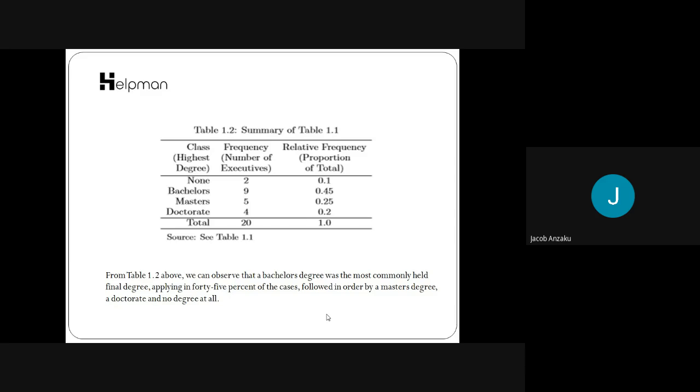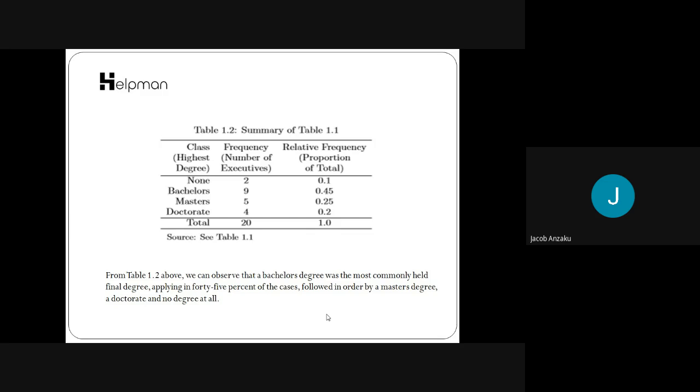Now if you look at the proportion here, the total proportion is supposed to give us 1. Because we are taking those with no degree, they are 2 out of 20. So when we divide 2 over 20, we get this proportion here, which is 0.1. And when we divide 9 over 20, we get 0.45. Same thing with those with master's and those with doctorate. And when we sum up all the proportions, we get 1.